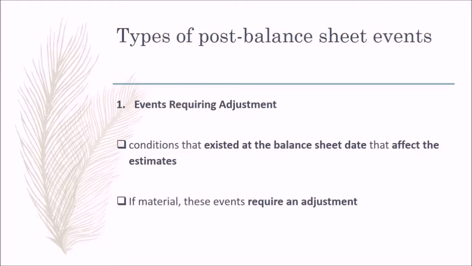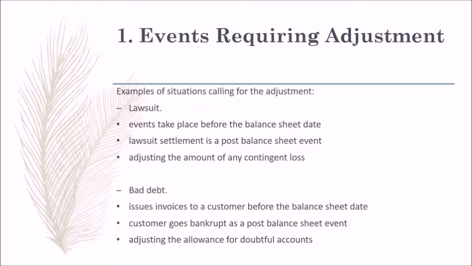The first one is events requiring adjustment. It includes conditions that existed at the balance sheet date that affect the estimates used in the preparation of the company's financial reports. If material, these events require an adjustment to the company's financial statements. Examples of situations calling for the adjustment of financial statements are lawsuits.